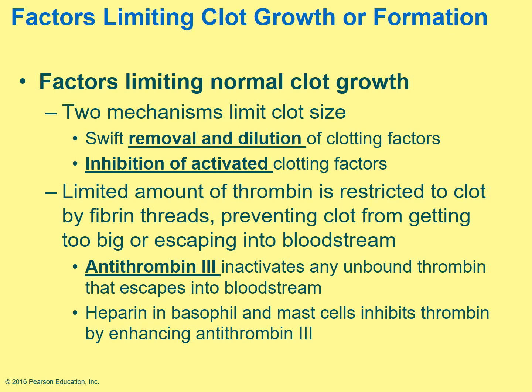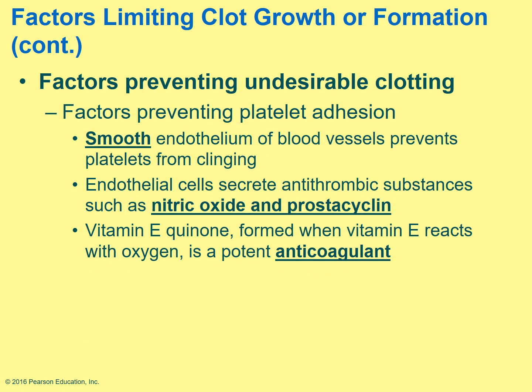The other thing you want to keep in mind is, in addition to preventing the clot from getting too large, because if it gets too large, it's going to obstruct the blood flow in that area of the bloodstream, you also do not want it to escape and move further down the circulatory system. So antithrombin 3 is going to inactivate any of the unbound thrombin that possibly went downstream. Heparin, which is in basophils and mast cells, will also inhibit thrombin. So they will also be involved with that.